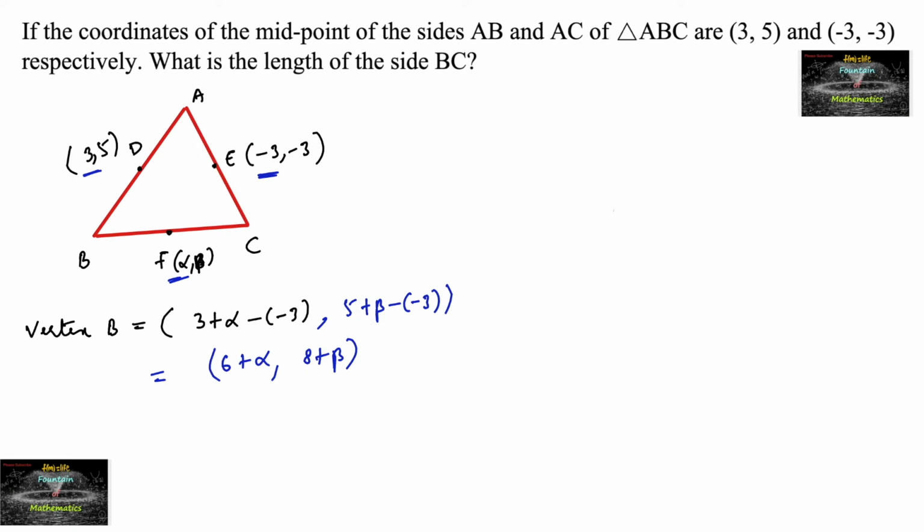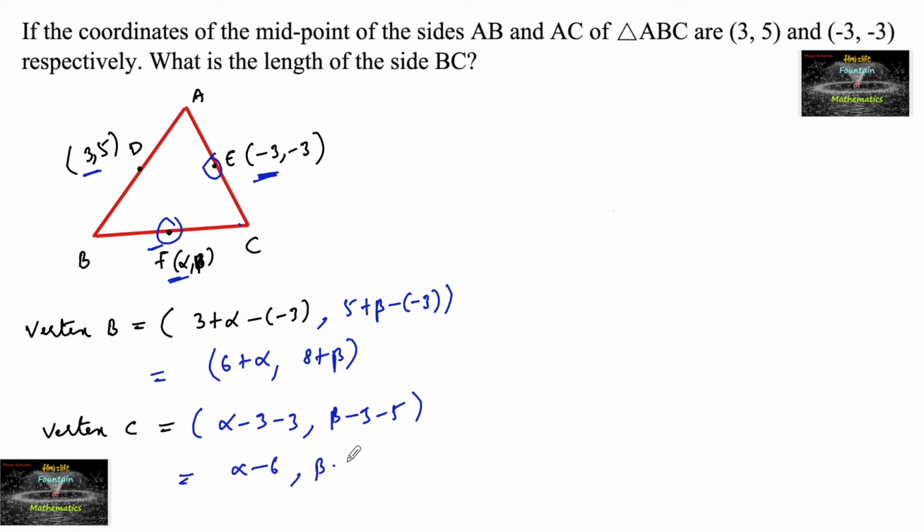And now vertex C we can write using the same concept. Here we add the x coordinates of these two points and then subtract the opposite one. So that is alpha minus 3 minus 3, and again beta minus 3 minus 5. So we are getting the vertex C as alpha minus 6, beta minus 8. So this is the vertex C.